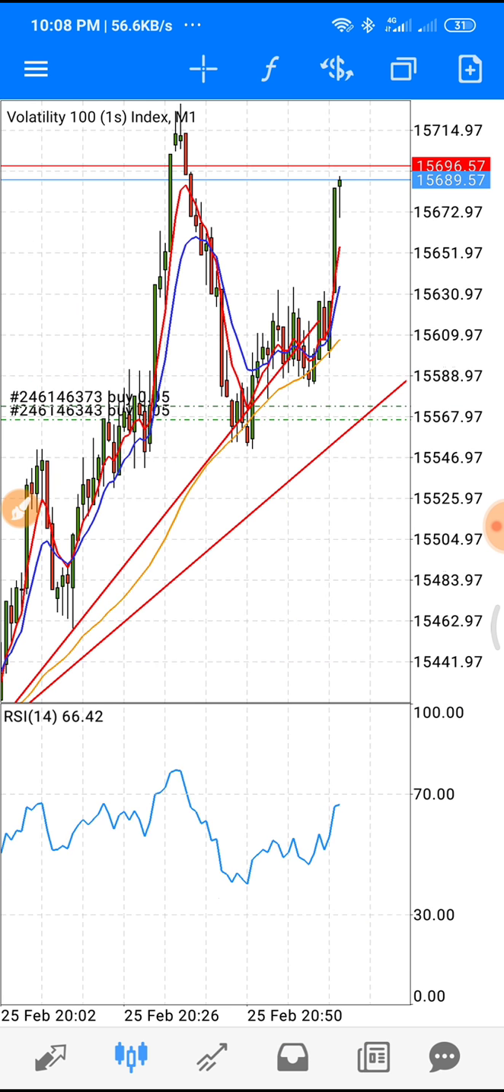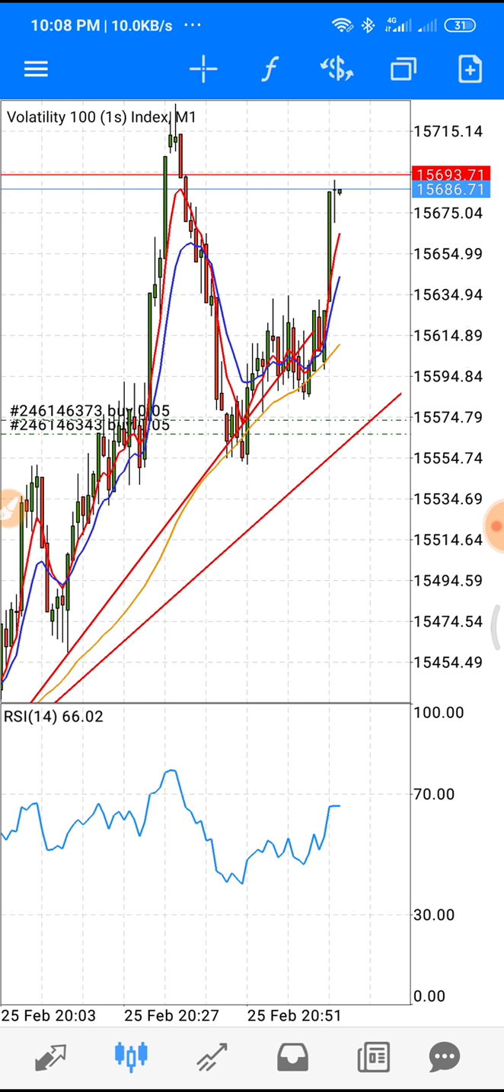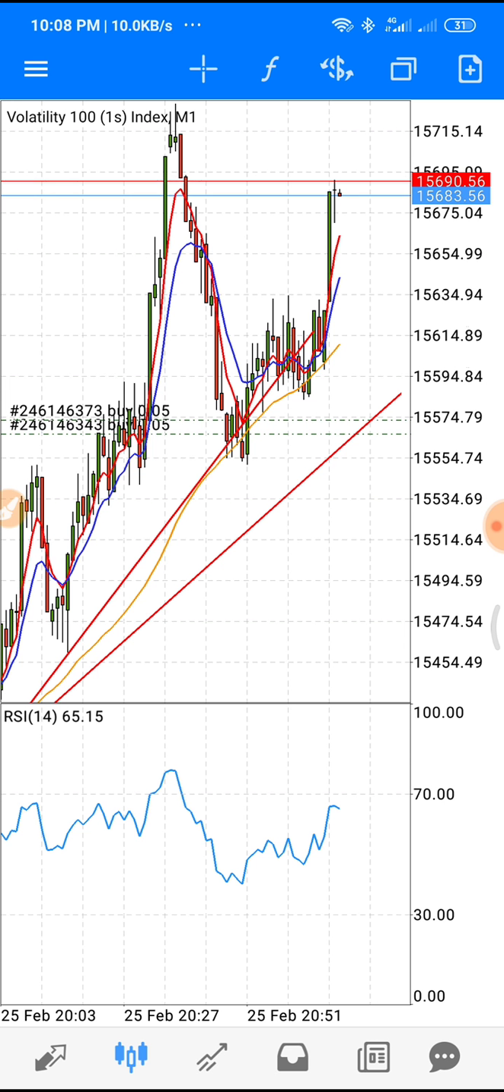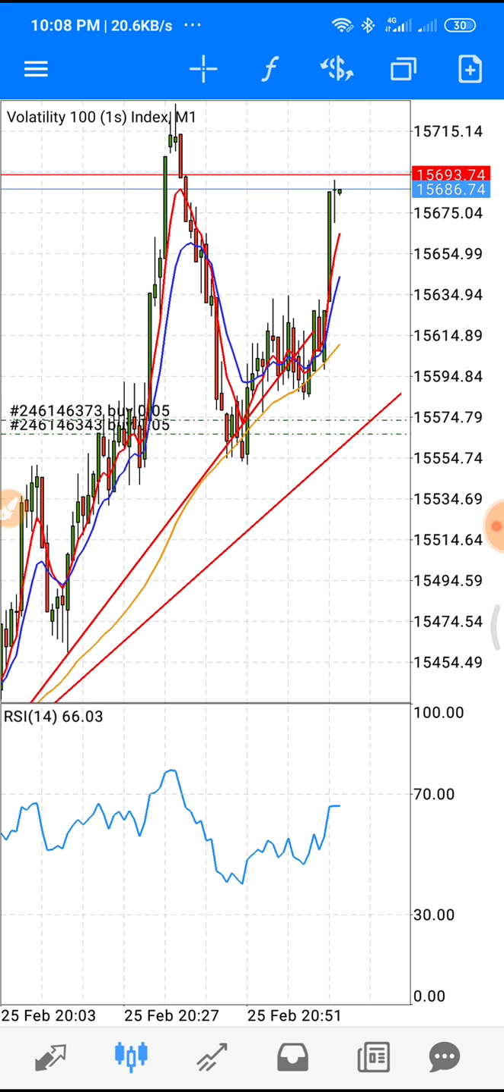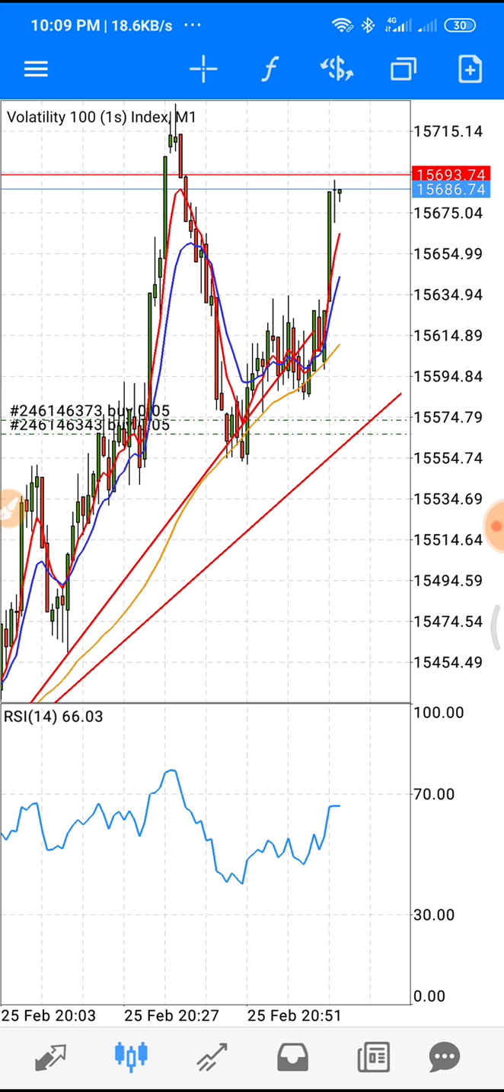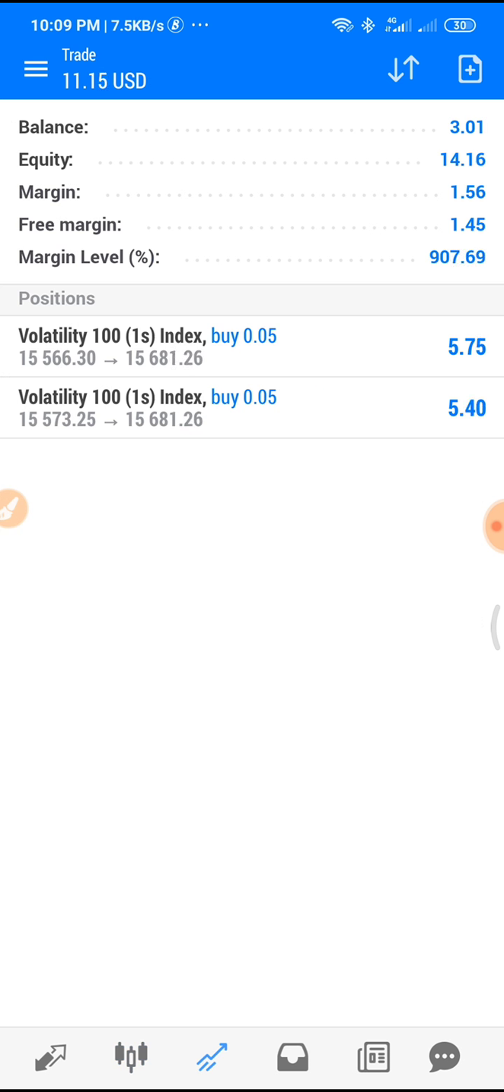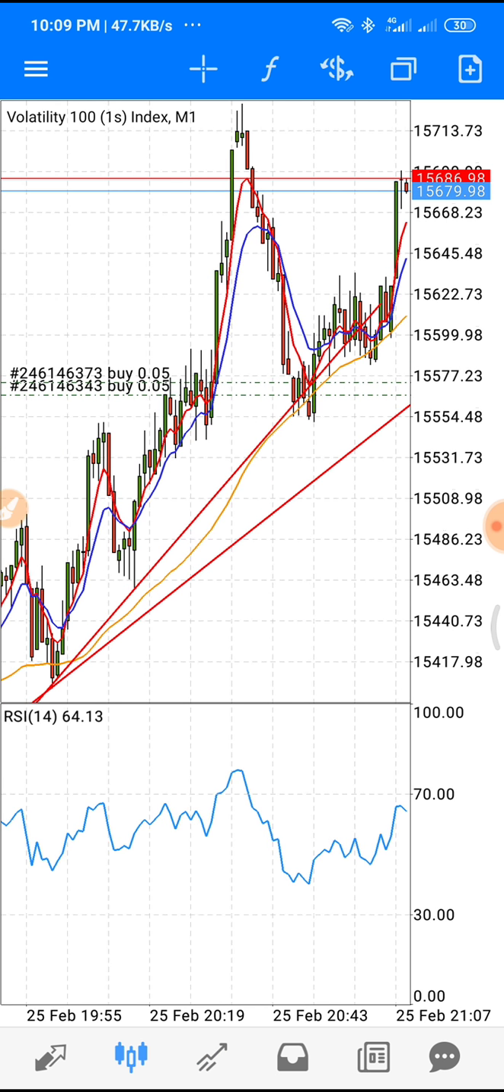So that's how we roll. Number one, check what H1 is doing. If it is bullish, go back to your M1 and draw your trend line. If it is bearish, go back to your M1 and draw your trend line and start looking for entries. So that's how we've been doing it. We're able to take this $3 account to $14 now, and it is still moving.